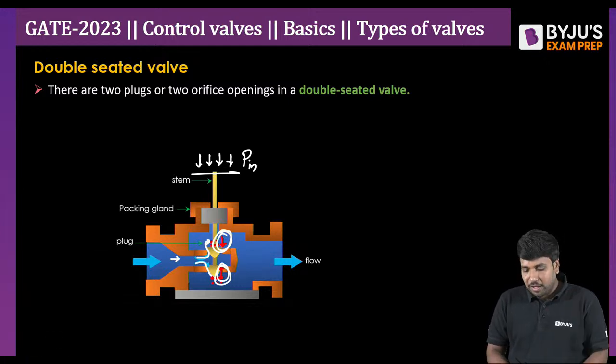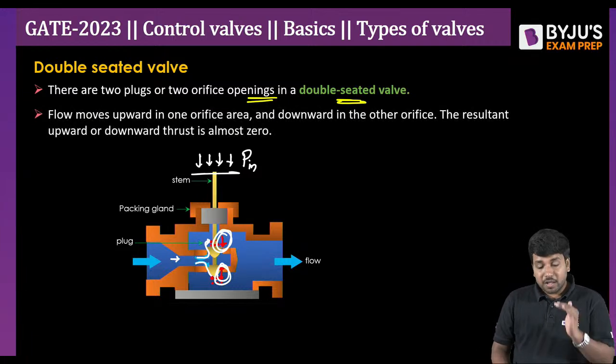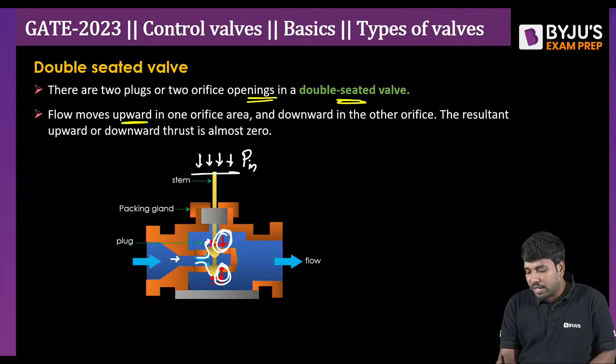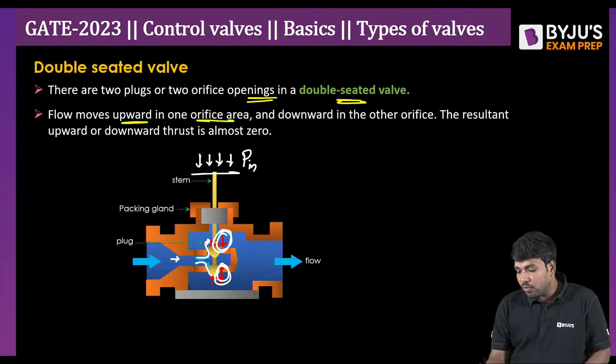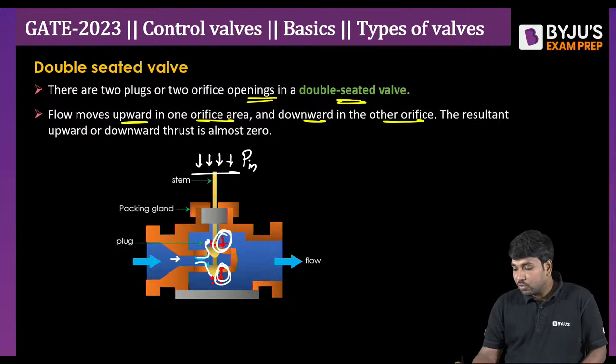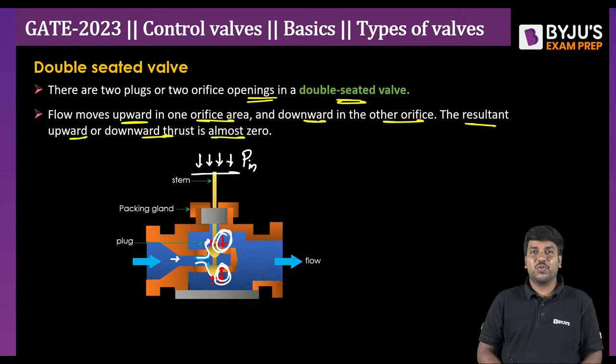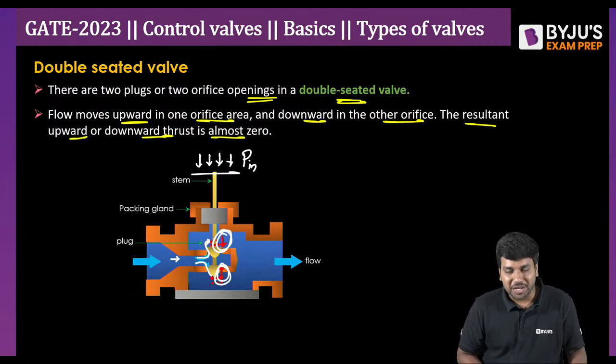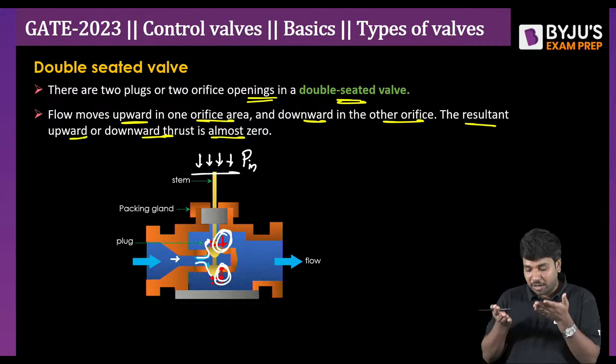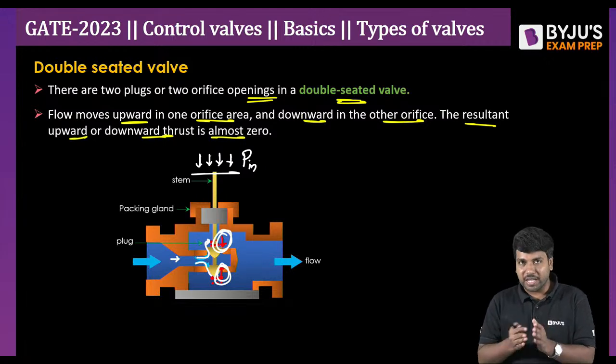As you all can see, there are two plugs or two orifice openings in a double seated valve, and more importantly, the flow moves upward in one orifice area and downward in the other orifice area. So the resultant upward and downward thrust is almost equal to 0. This is exactly what I mean to say, right? So I have shown you diagrammatically and explained it so clearly here, right?